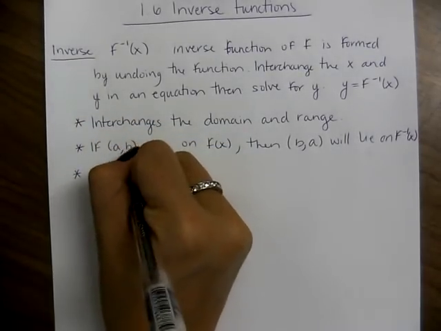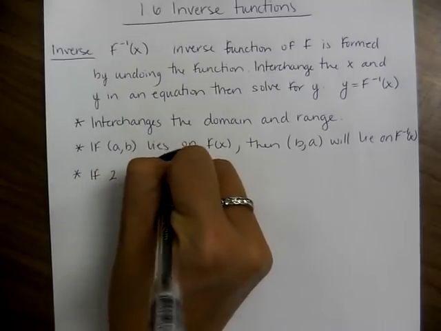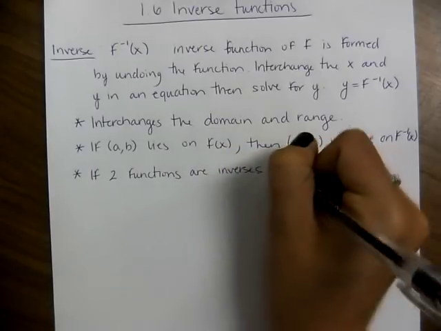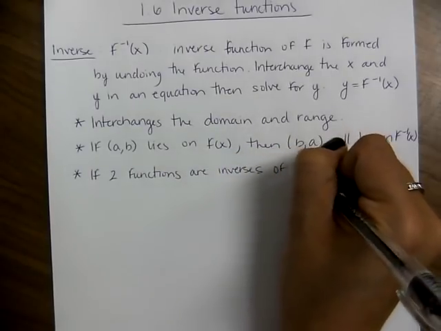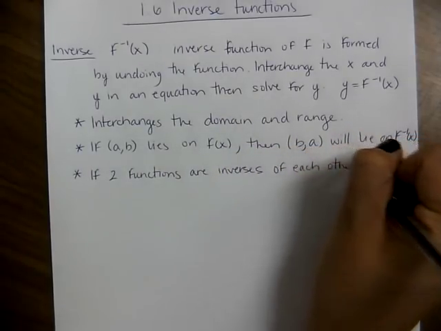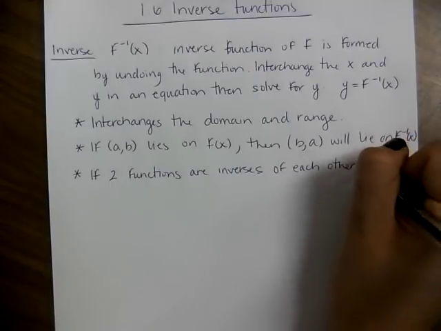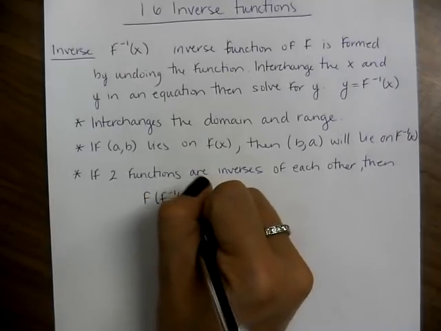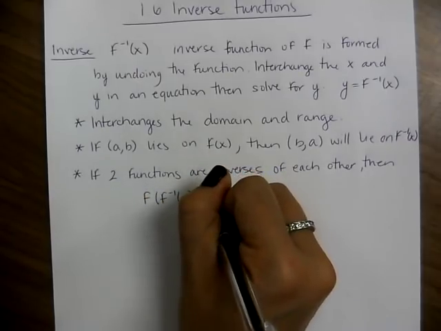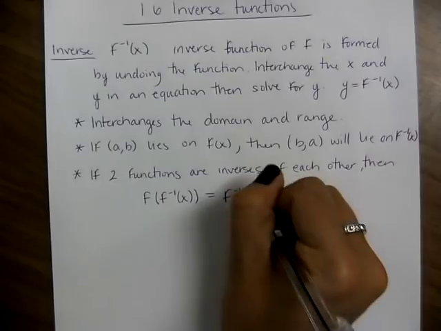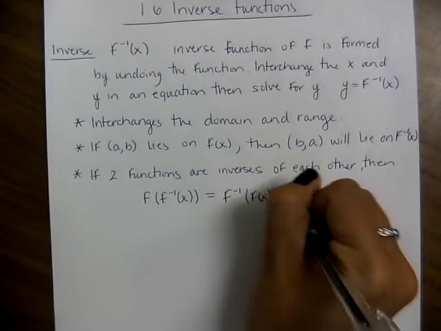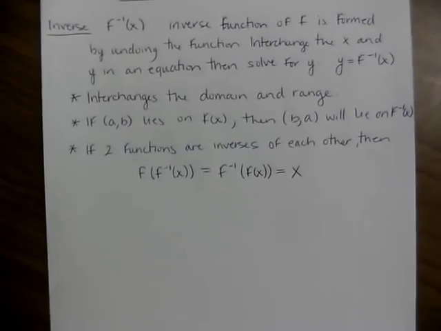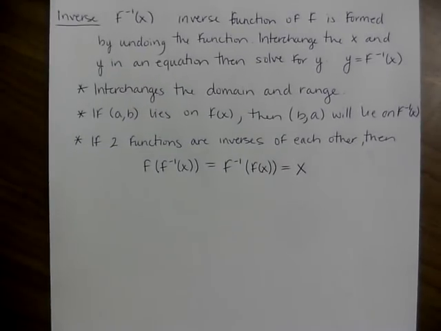If two functions are inverses of each other, then f of the inverse of x will equal the inverse of f of x, and both of those will simplify to x. Lots of notation there. Let me explain what that means once you write that down.